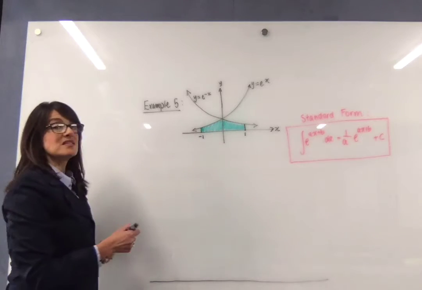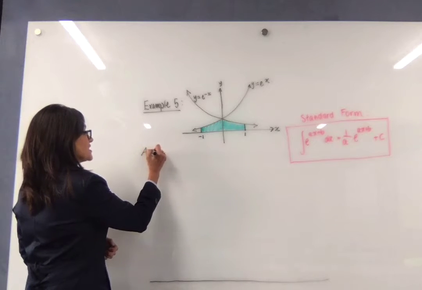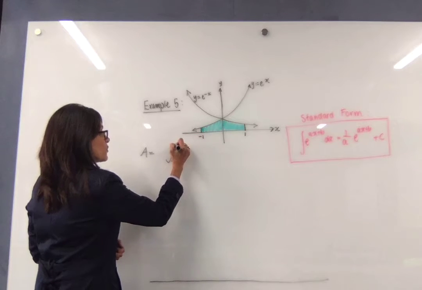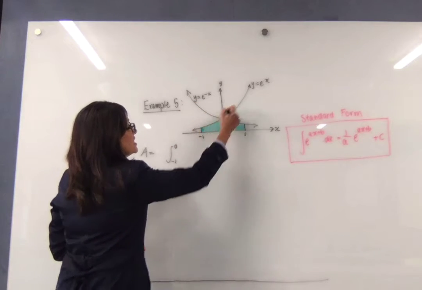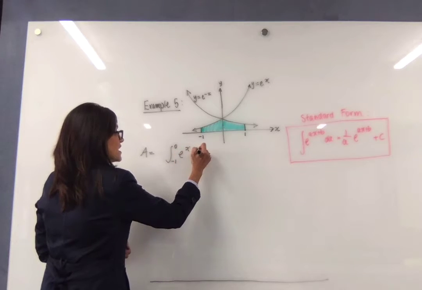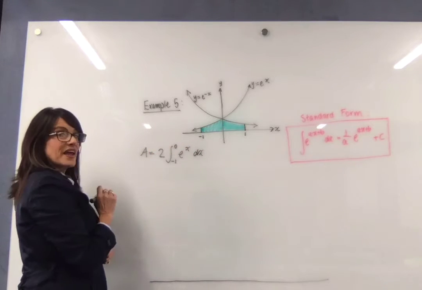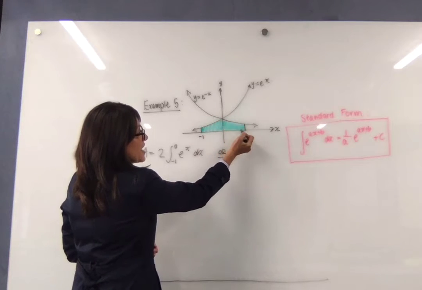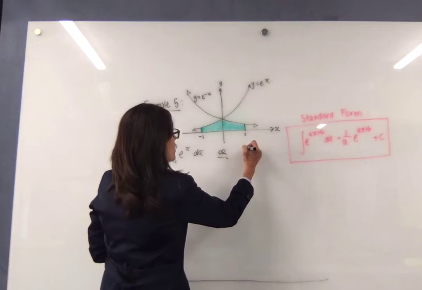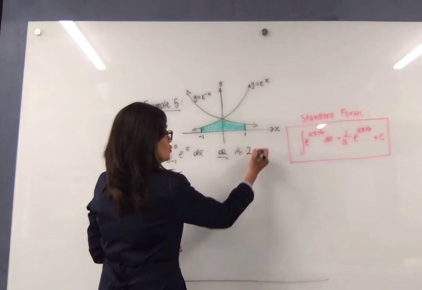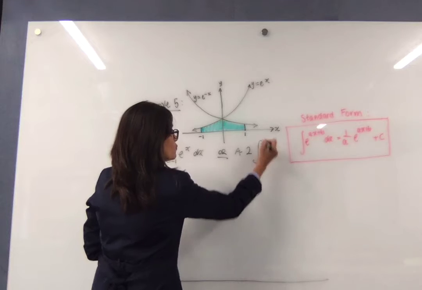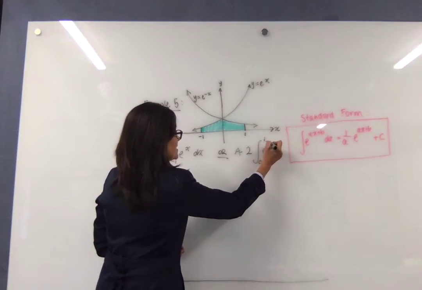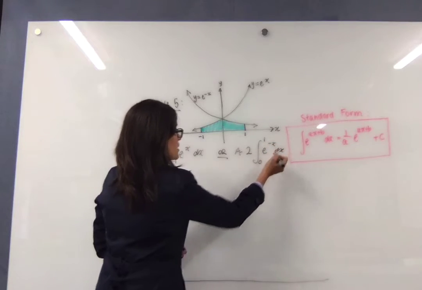So we could set this up one of two ways. We could set it up as A equals the integral from -1 to 0 under this curve here, e to the x dx, and we could actually double that area, or we could set it up to find this area here and double it. So the area would be 2 times the integral from 0 to 1 under this curve, which is e to the negative x. And we'll do that with respect to x.